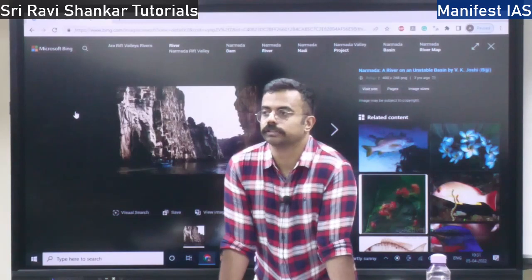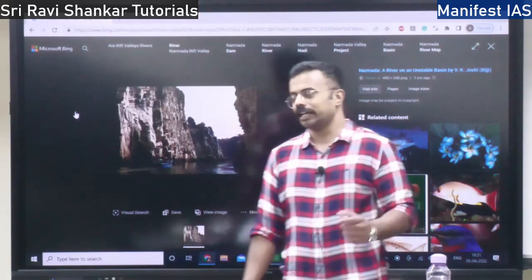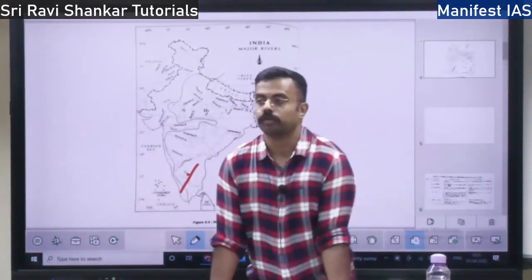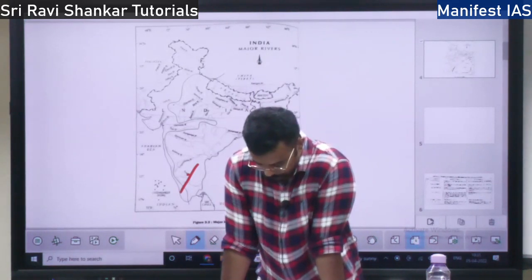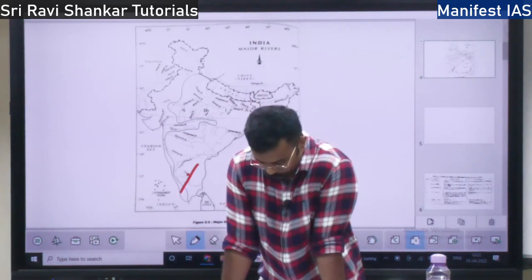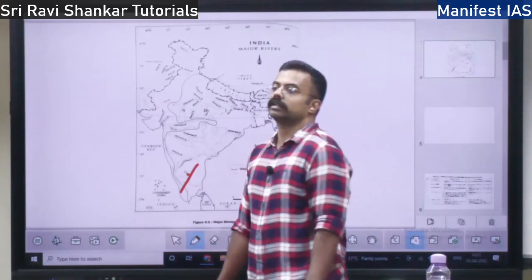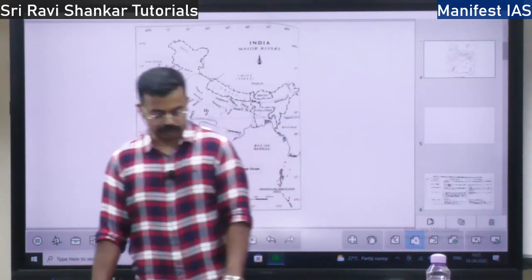There is a waterfall on the Narmada River whose name you should remember, it might be asked. It is called the Dhuandhar waterfall, right? What is the total length of Narmada? It is 1,300 kilometers. It flows into the Arabian Sea in the Bharuch region. You have the Sardar Sarovar project on the Narmada River, right?